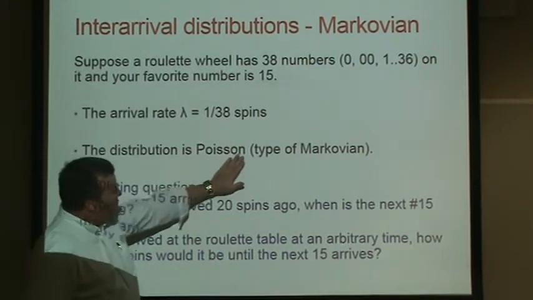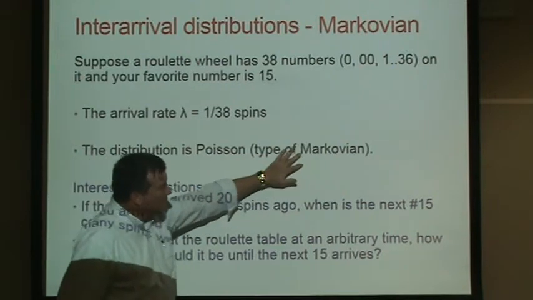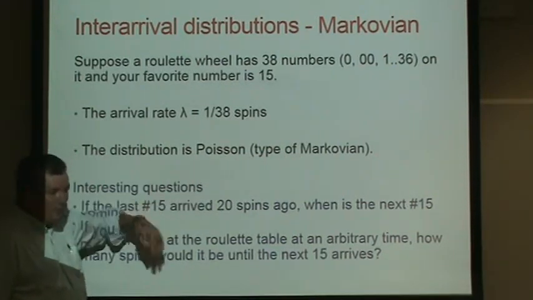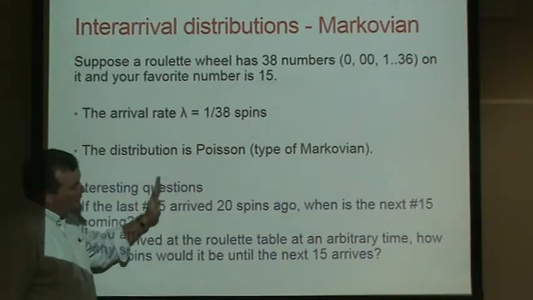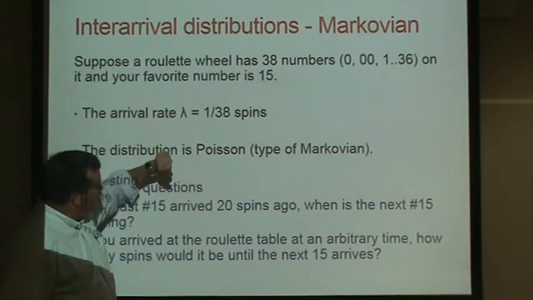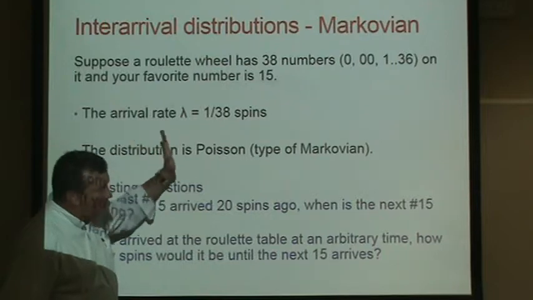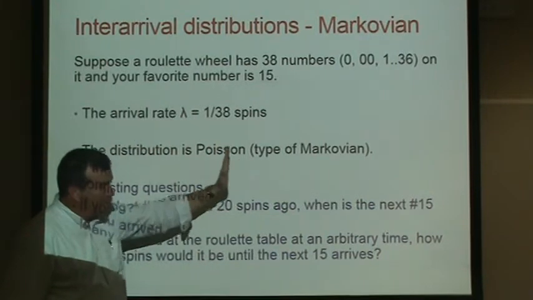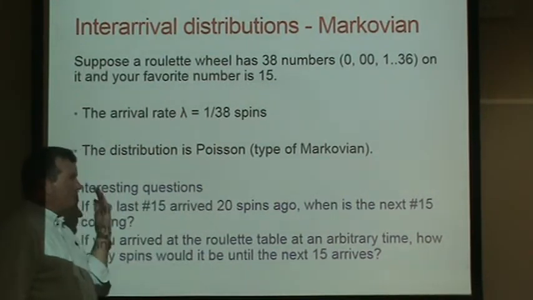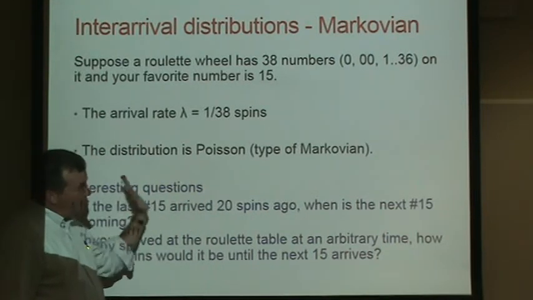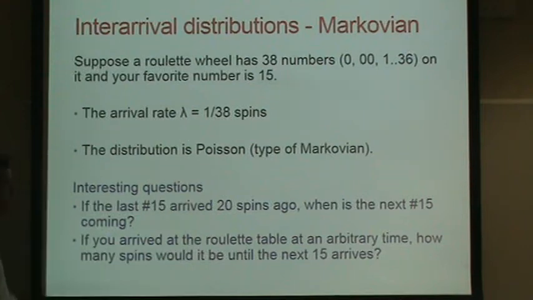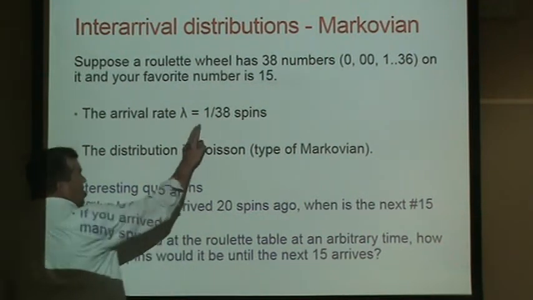So for Poisson distributions and all Markovian processes, the past gives you no information about the future. Whereas in pretty much any other distribution, the past helps you somehow. So this is the one extreme. What we talked about last slide was when it was perfectly deterministic, we know exactly when everything is going to happen. This is the other extreme. We have no idea when the next one is coming. Even if we know everything about the past, we know nothing about the future. We just know the average. It comes up once every 38 spins.